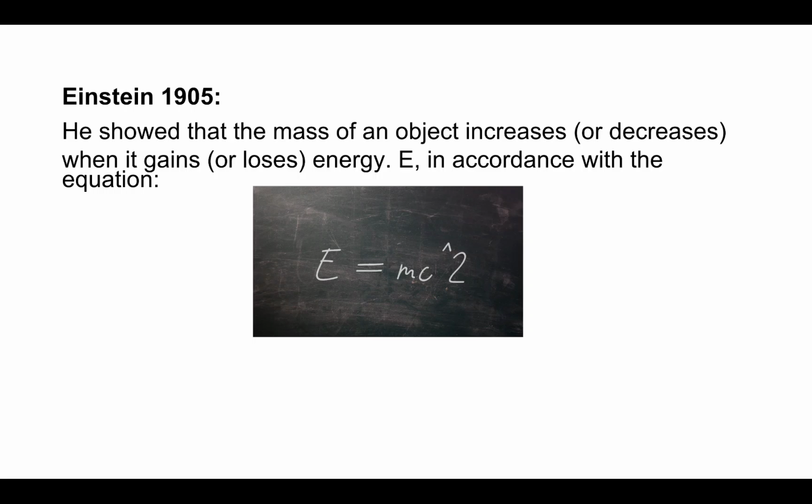E equals mc squared. A lot of people think that this is what Einstein got his Nobel Prize for, but it wasn't. Although, to be honest, this is probably Nobel Prize worthy. He actually got his Nobel Prize for the photoelectric effect.